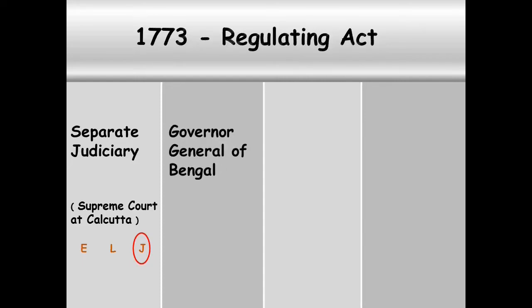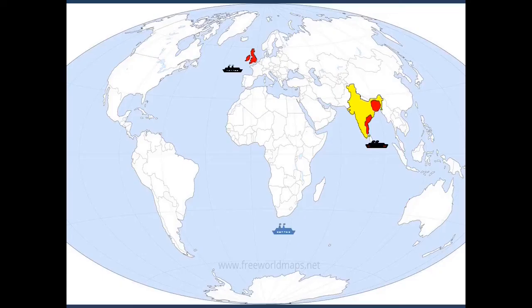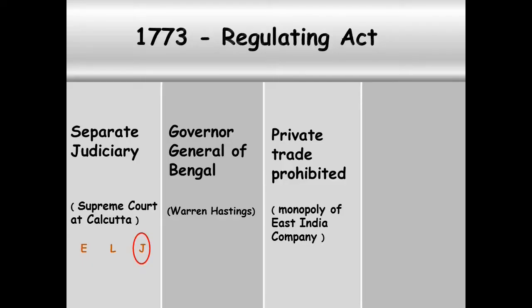Second thing was the Governor General of Bengal, and Warren Hastings became the first Governor General of Bengal. Third, this act prohibited the private trade of company servants. The East India Company was given the exclusive monopoly over the trade between India and Britain. And this monopoly will soon be taken away by the Act of 1813.